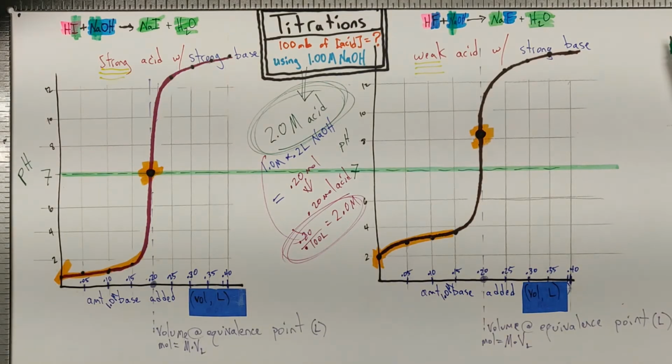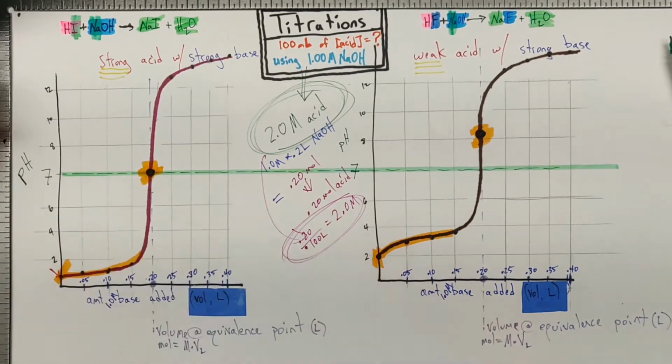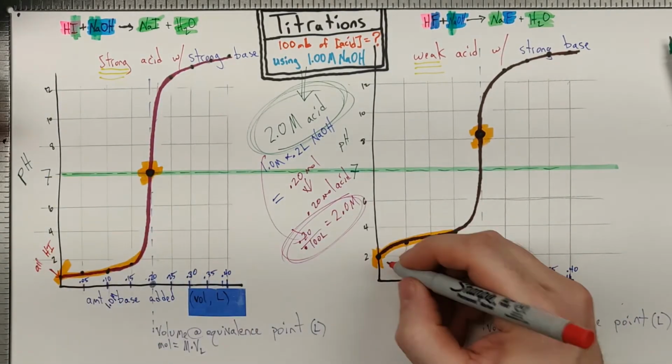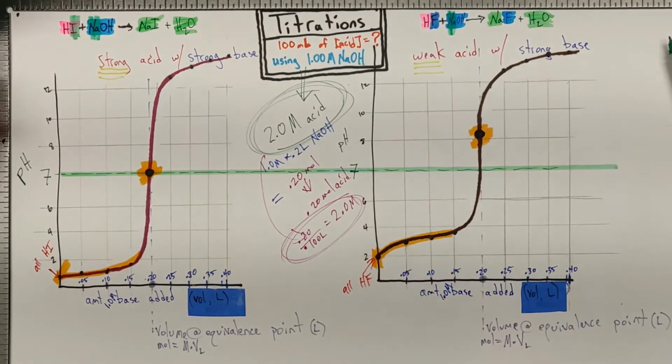All right, so what do we have in the beginning right here on both graphs? It's all of our acid. In this case, HI, and in this particular case, it's all HF. And since HF is weaker, we've got a higher pH. That's all there is to that.